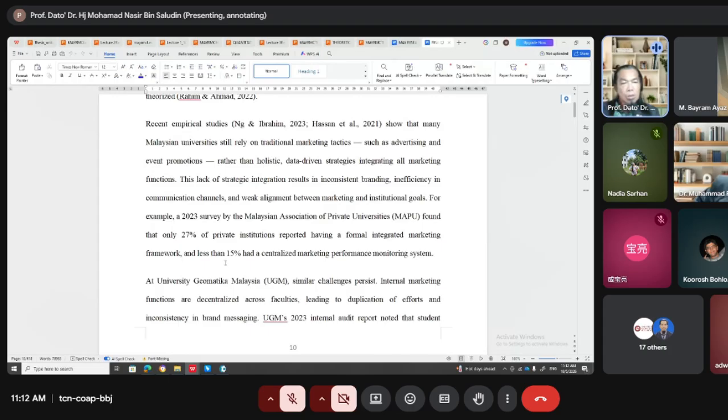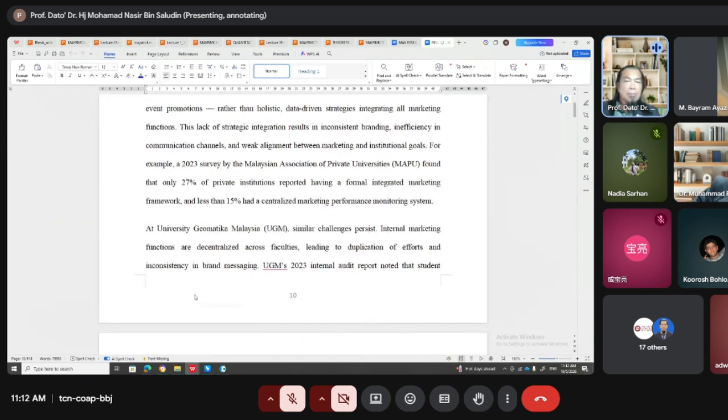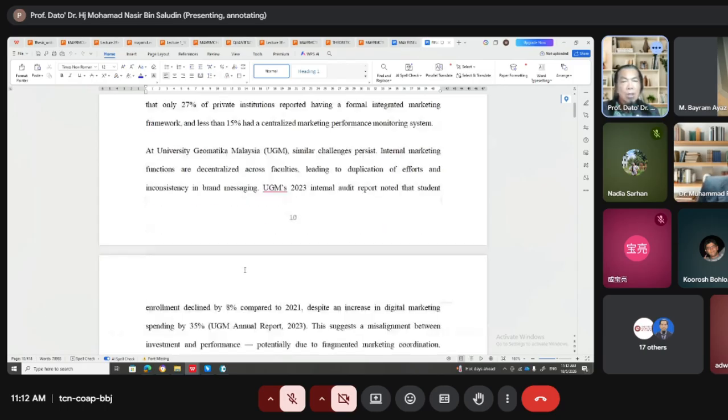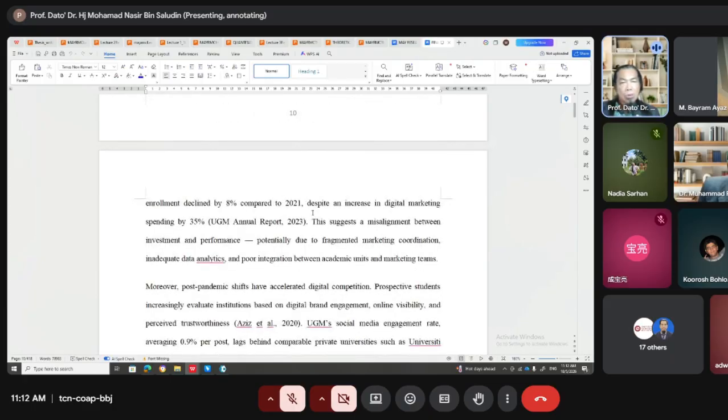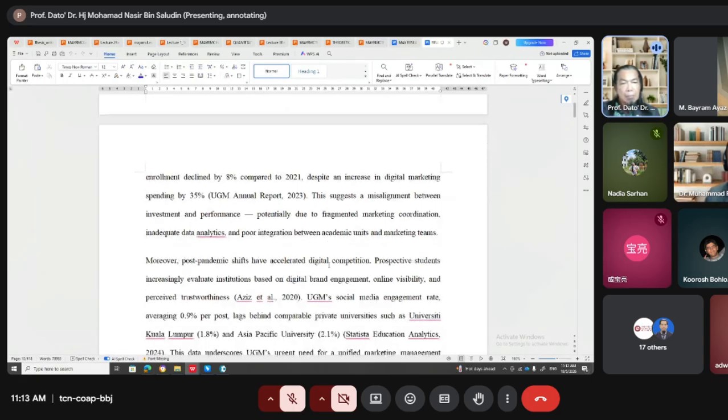For example, a 2023 survey by the Malaysian Association of Private Universities, MAPU, found that only 27% of private institutions reported having a formal integrated marketing framework. Less than 50% had a centralized marketing performance monitoring system. At University Geomatica Malaysia, a similar challenge persists. Internal marketing functions are decentralized across faculties, leading to duplication of effort and inconsistent brand messaging. The UGM 2023 internal audit report noted that student enrollment declined by 8% compared with 2021, despite a 35% increase in digital marketing spending. This suggests a misalignment between investment and performance, potentially due to fragmented marketing coordination, inadequate data analytics, and poor integration between academic units and the marketing team.